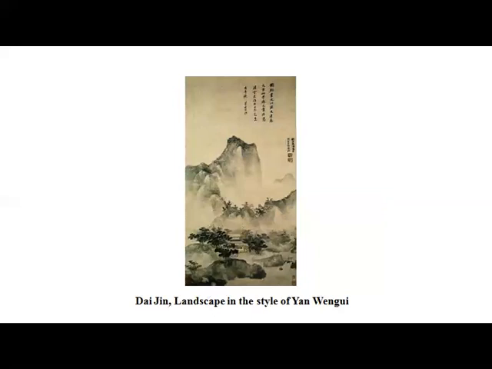Aerial perspective was used with great sophistication by Chinese landscape painters from about the 8th century onwards to show recession in space with successive layers of ink washes. An example is this Chinese landscape painting of Dai Jin.